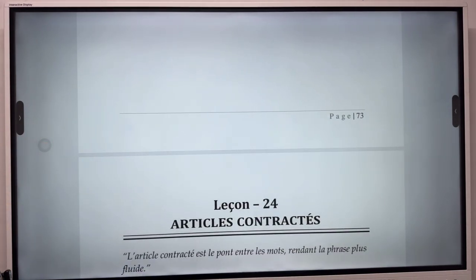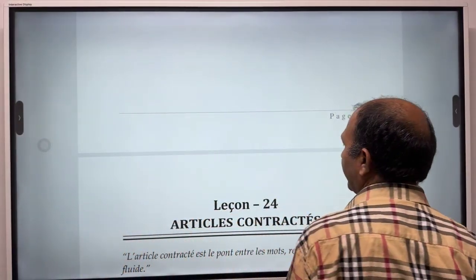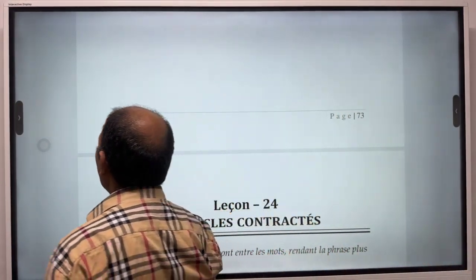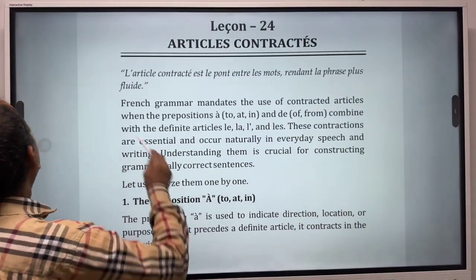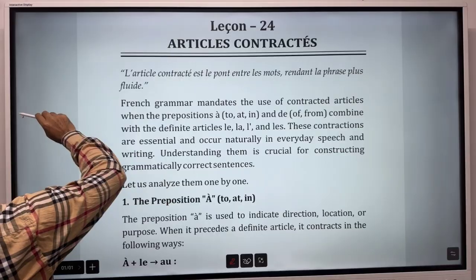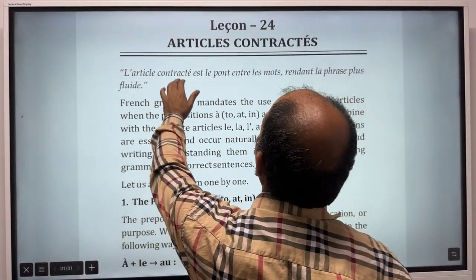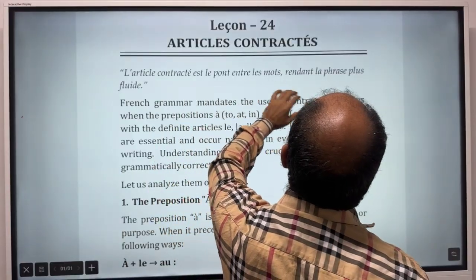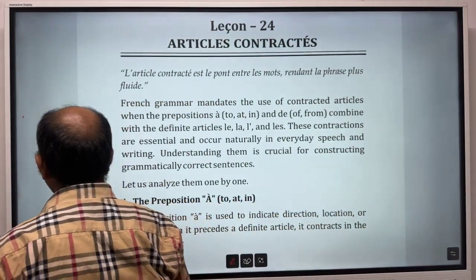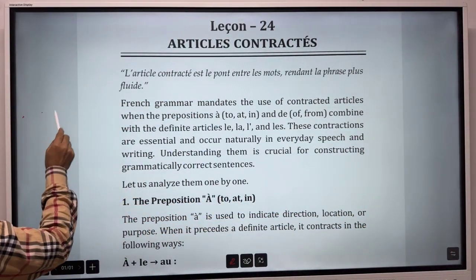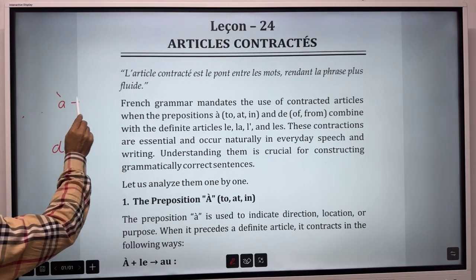So you have understood what is a partitive article in French, and now we are going to start with the next lesson, that is articles contractés. L'article contracté est le pont entre les mots rendant la phrase plus fluide. So contracted articles are of two types. One is with à, another is with de.